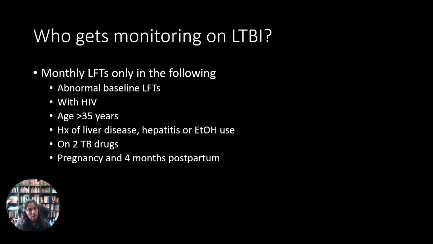So who should get monitoring on latent TB infection? We typically recommend monthly liver function tests only in the following individuals who are getting treated for latent TB infection: those who have abnormal baseline LFTs, those living with HIV, those who are older than 35 years, those who have a history of liver disease, hepatitis, or alcohol use, if they are on 2 TB drugs, or if they are pregnant up until 4 months postpartum.